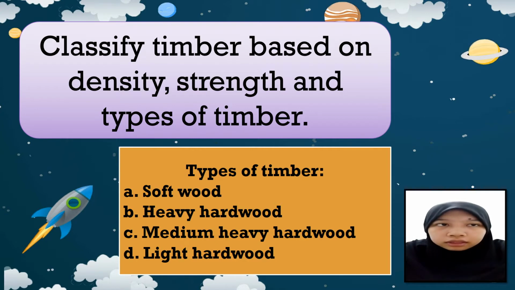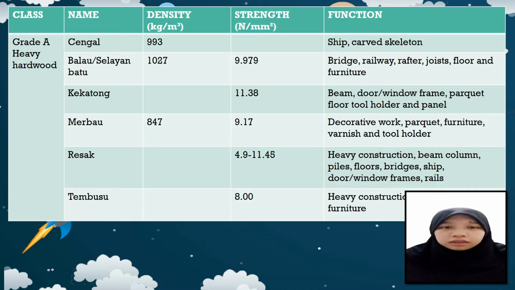Next question is classify timber based on density, strength, and type of timber. We have four types of timber. First softwood, second heavy hardwood, third medium hardwood, and fourth light hardwood. This is the example of grade A, heavy hardwood. Next, the grade B, medium heavy hardwood, grade C, light hardwood, and D, softwood.